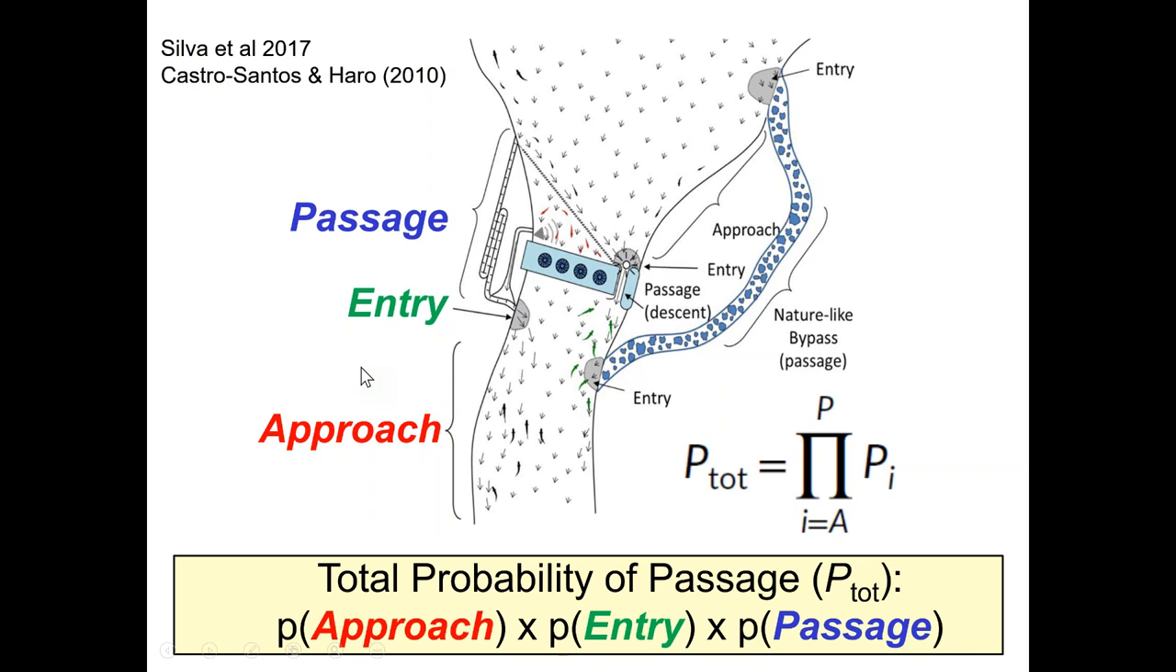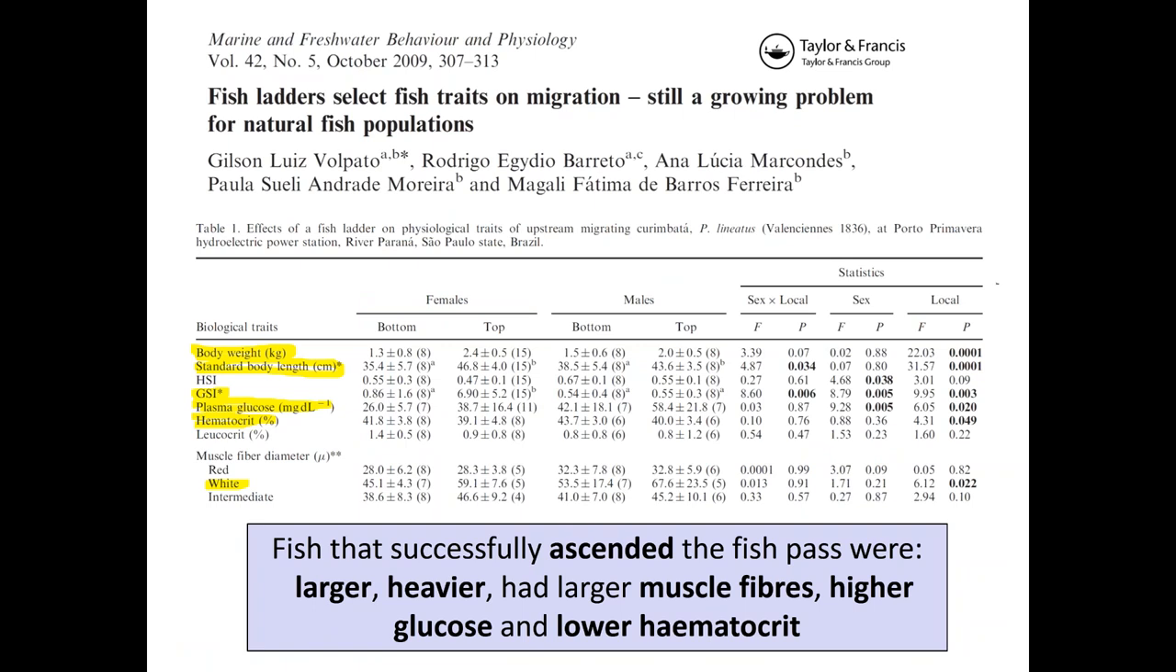So let me finish by saying that also in cases where the fish passes do work, interesting evidence suggests that those fish that pass are not a random sample of the fish that enter the fish pass. As this study very convincingly demonstrates, the fish that were caught at the upper part of the fish pass appeared to be larger, heavier, had a higher density of muscle fibers, had a higher glucose level, had a different concentration of red blood cells. And this can impose a huge degree of artificial selection on even fish passes that work. Because as these studies start to demonstrate, the fish that make use of them are not a random sample of the population.